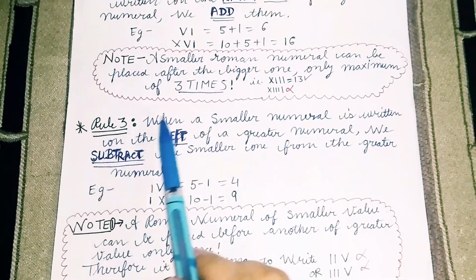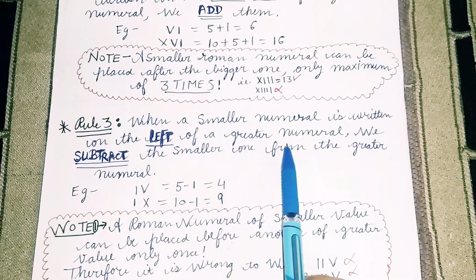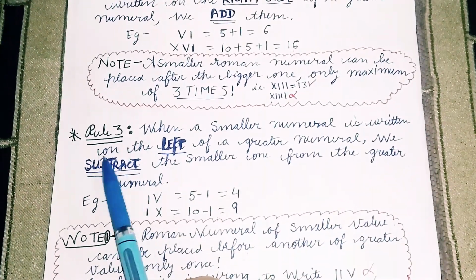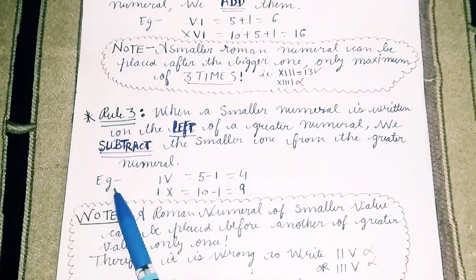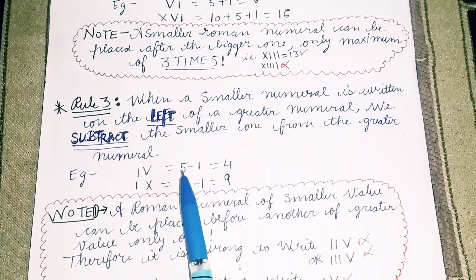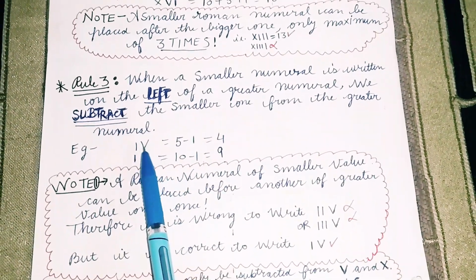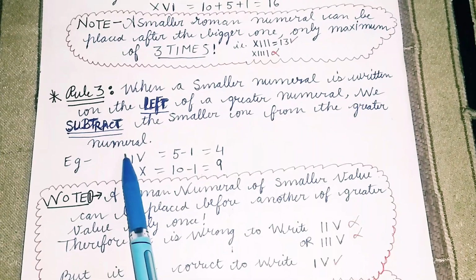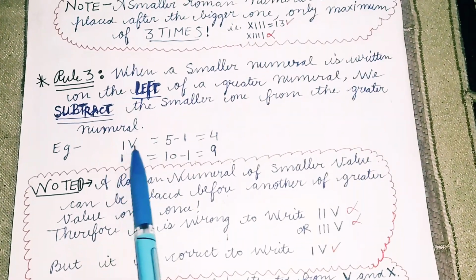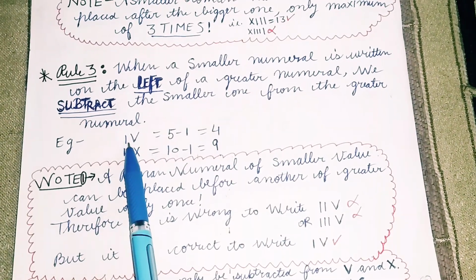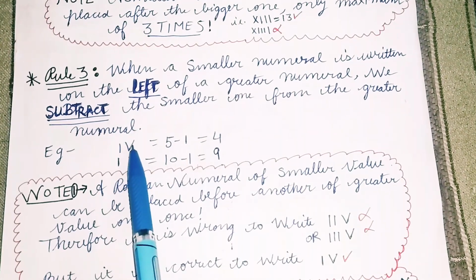Now, rule number 3. Rule number 3 says, when a smaller numeral is written on the left side of a greater numeral, we subtract the smaller one from the greater numeral. For example, IV is equal to 5 minus 1 is equal to 4. That is, you can see the value of symbol I is 1, the value of symbol V is 5. So in this case, you can notice that symbol I having a much smaller value is written on the left side of greater symbol V.